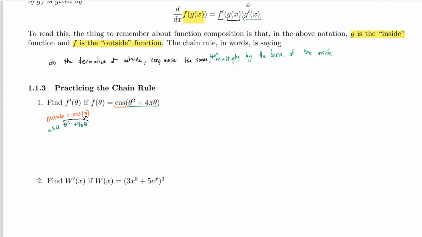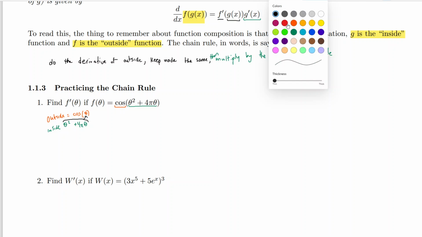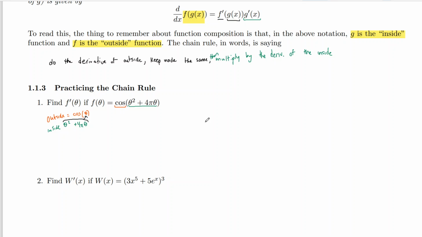Okay, so how are we going to use the chain rule in this example? Well, maybe the best thing to do is just start by realizing if you read the chain rule in words, you have to do the derivative of the outside. We have to keep the inside the same, but we already know what the inside is. So let's keep a record of that. We know what the inside is. And then we need to multiply by the derivative of the inside. Well, maybe it's a good idea just to write down what is the derivative of the outside and the derivative of the inside, because we're going to need them both. So let's go ahead and do that.